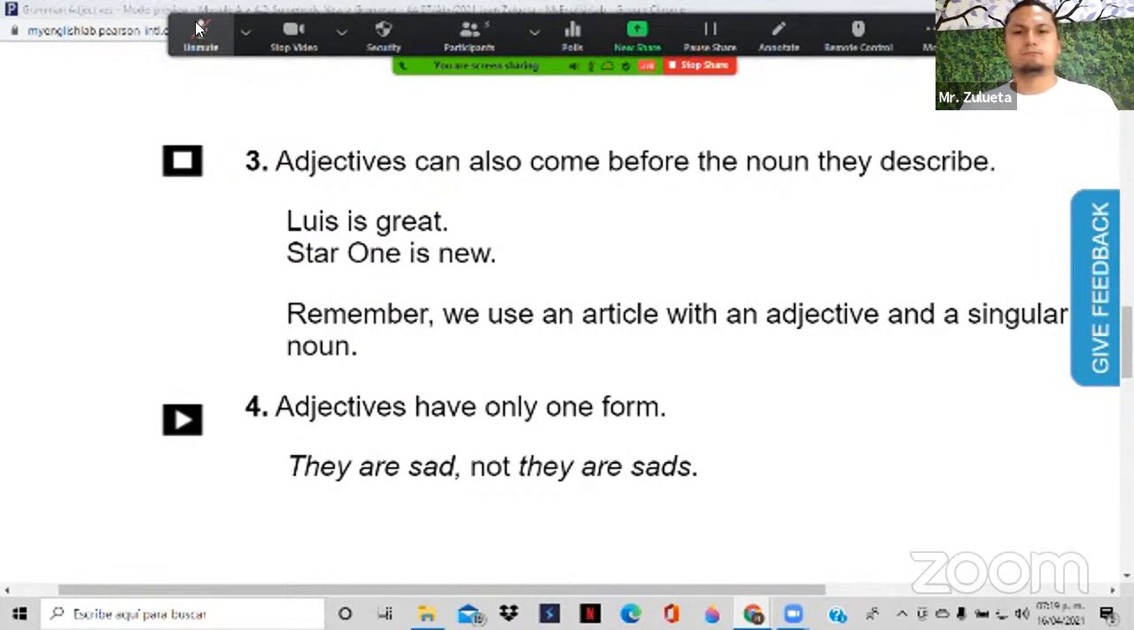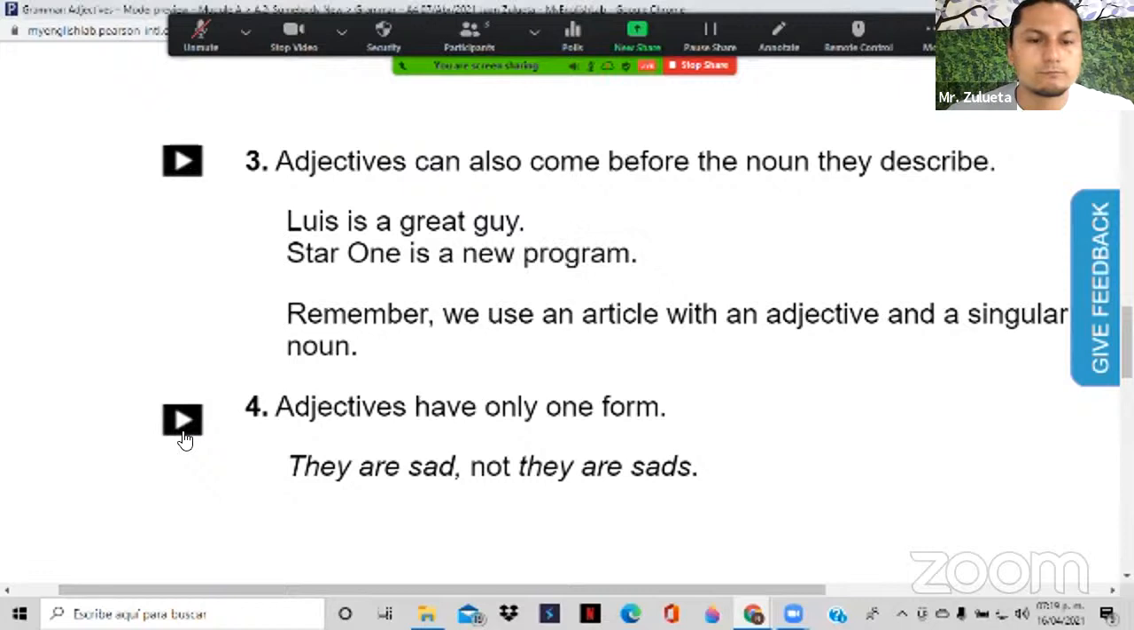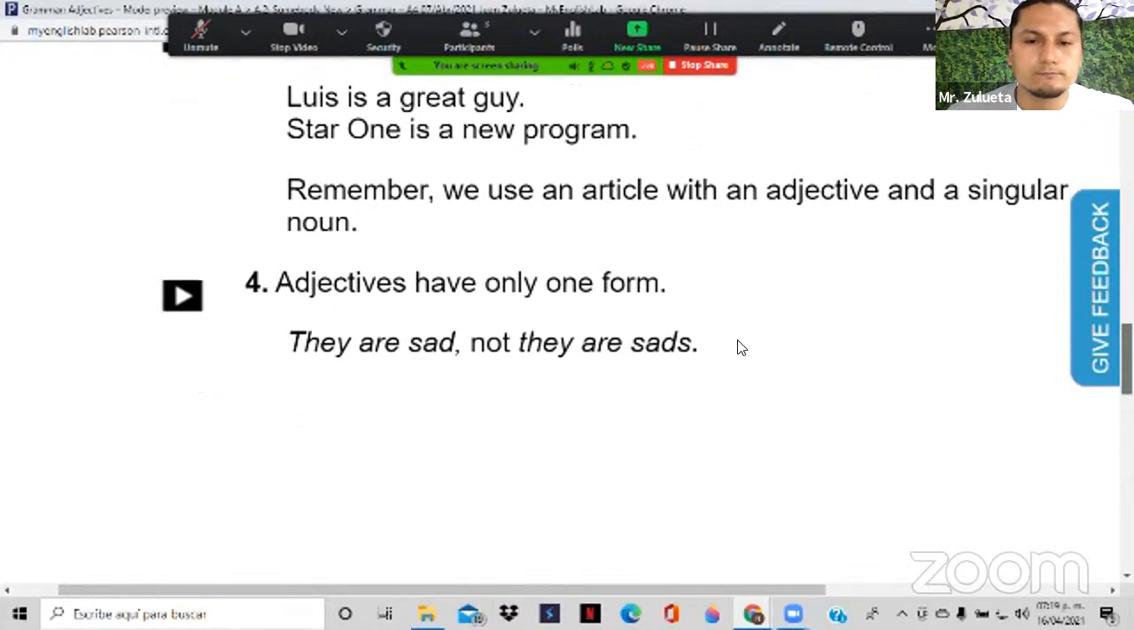Adjectives can also come before the noun they describe. Luis is great. Luis is a great guy. Star One is new. Star One is a new program. Adjectives have only one form. They are sad. Not: they are sads.